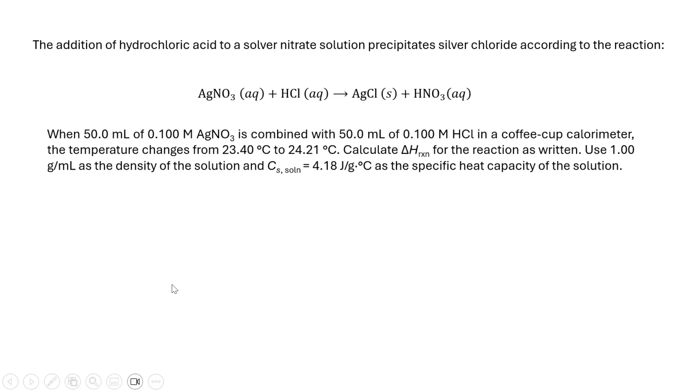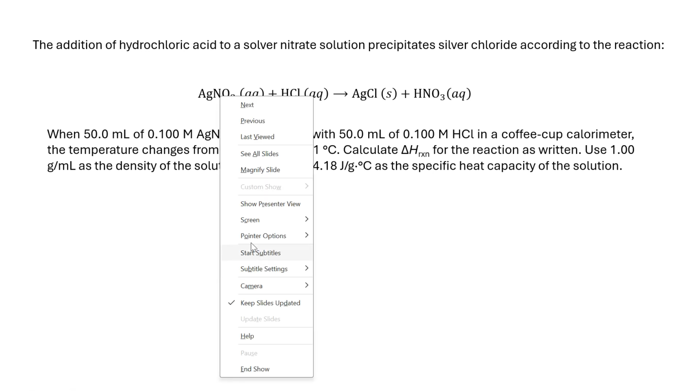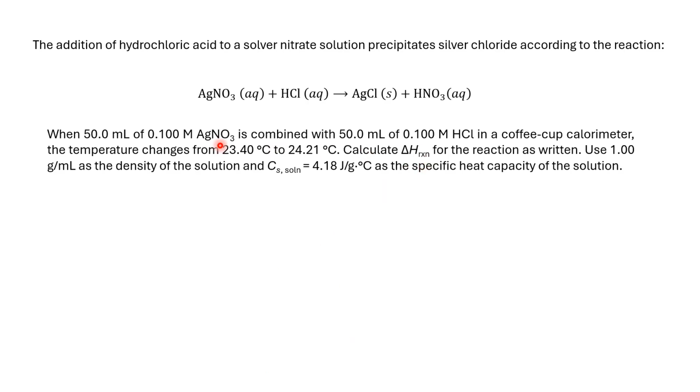Of course, I always recommend that you try a problem on your own, right? I tried a problem where I calculated delta H of the reaction. In your problem set, you will be asked to do this. So this exact problem is going to be on a problem set. What are they asking you here? They're asking you to calculate delta H of the reaction. And what did they give you? They told you that you had 50 milliliters of silver nitrate, and they combined it with 50 milliliters of HCl, right? Some concentration in a coffee cup calorimeter.